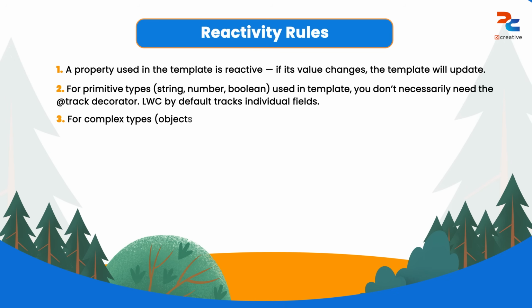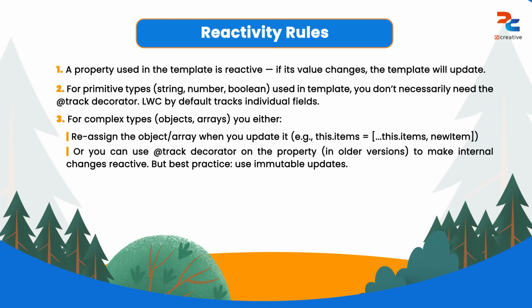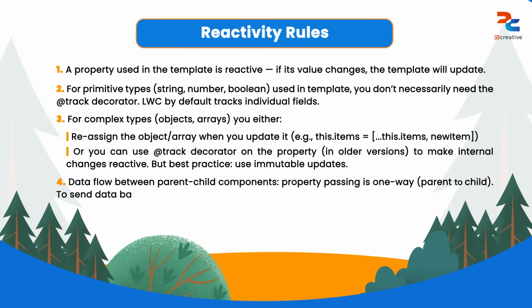For complex types like arrays, objects, etc., you can either reassign the object or array when you update it, or you can use the track decorator property to make internal changes reactive. But best practice, use immutable updates. Data flows between parent-child components, which means property passing is one way, which is from parent to child. To send data back, which is from child to the parent, we can use events.